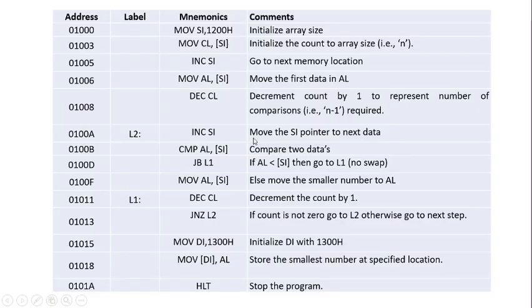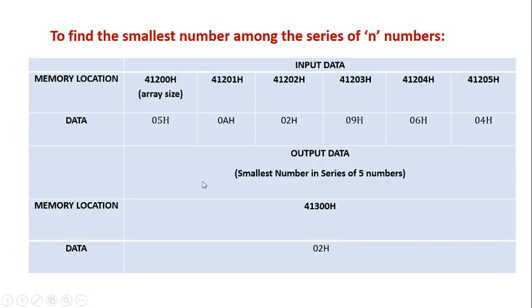So this is the program. Just one difference is here, we are taking JB, jump if borrow. If the AL content is less than the next byte, then move to this instruction, otherwise swap the data. Now the same example I've taken for the smallest number also.